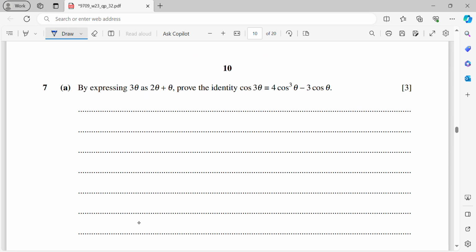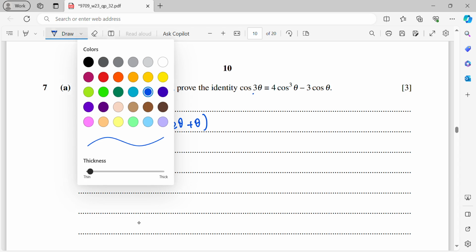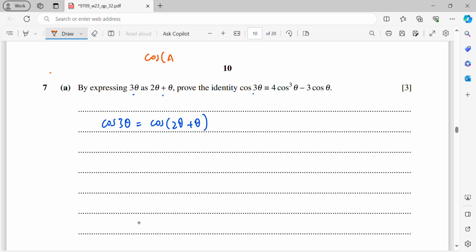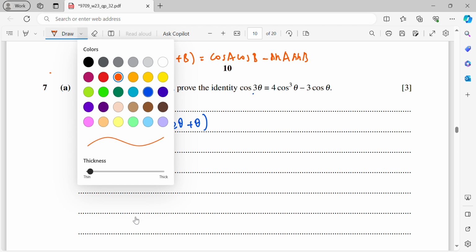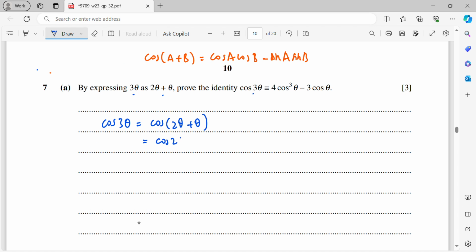So for question 7a, by expressing 3θ as 2θ plus θ, prove the identity. So now I will start with cos 3θ and then change the 3θ to 2θ plus θ. Okay, and then after that, use the formula cos(A plus B), which is cos A cos B minus sin A sin B. Okay, so my A is 2θ and my B is θ. Then here you will be getting cos 2θ cos θ minus sin 2θ sin θ.